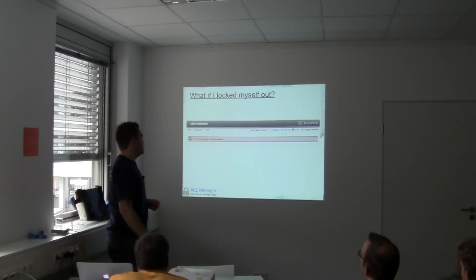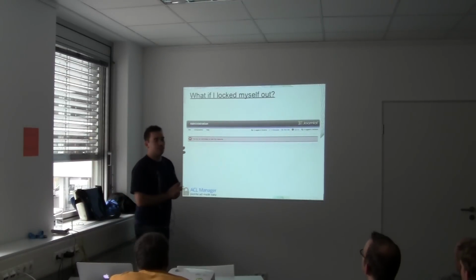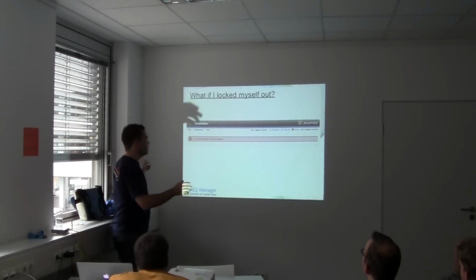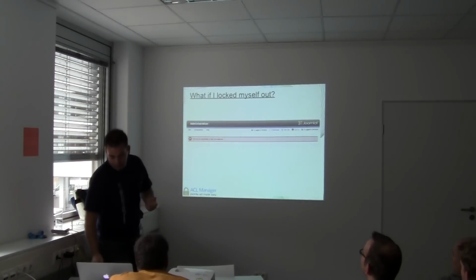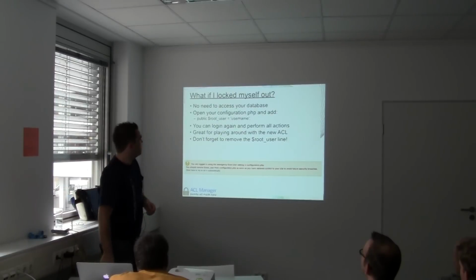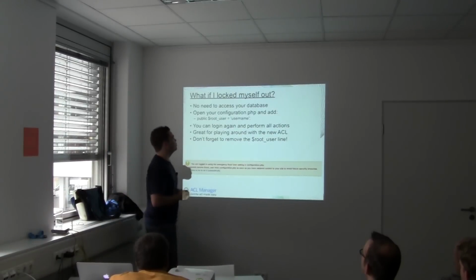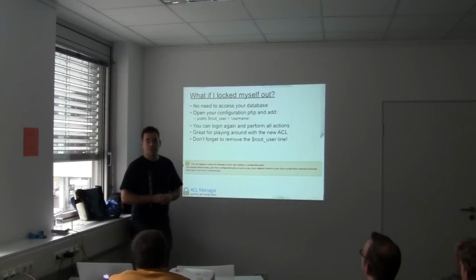Another thing that might happen when you start playing around with Joomla ACL is that you get this message at a certain moment: You're not authorized to view this resource. And you can't click anywhere around and you lock yourself out. There's a simple trick to resolve that. You don't need to access the assets table and try to find which values you need to change.